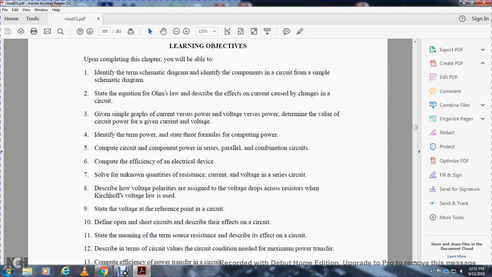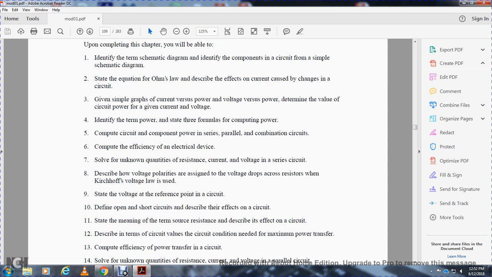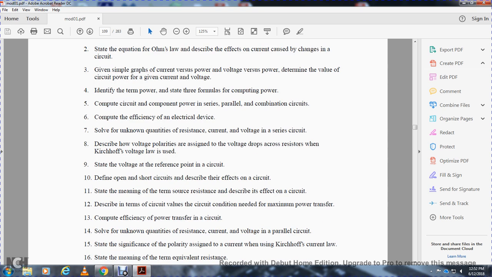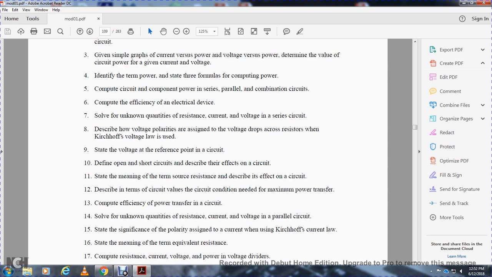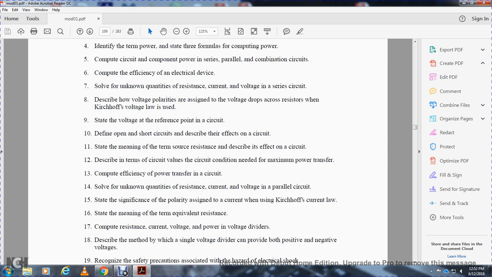State the meaning of the term source resistance and describe its effect on the circuit. Describe the terms of the circuit value with the circuit condition needed for the maximum power transfer, compute the efficiency of power transfer in a circuit, and solve for the unknown quantity of the resistance, current, and voltage in a parallel circuit. State the significance of the polarity assigned to the current when using Kirchhoff's current law. State the meaning of the term equivalent resistance. Compute the resistance, current, voltage, and power in voltage dividers.